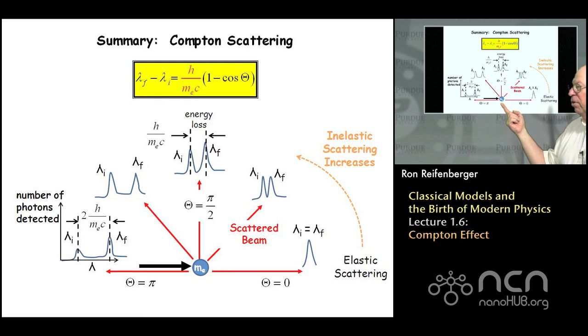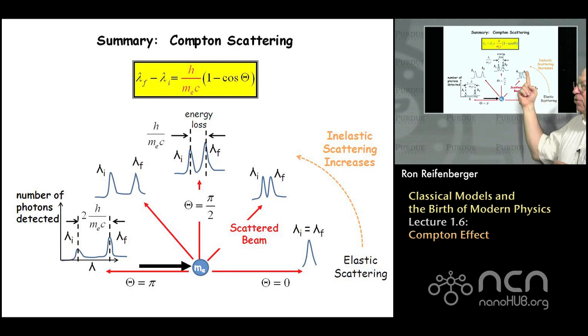What I show here is an electron at rest, incident photons striking that electron, and then different scattering angles, right? If the X-rays interact with the electron and continue on in a direction that's unperturbed from their initial direction, indicated by this black arrow, then the angle theta is equal to 0, and you can see from this equation that the scattered wavelength lambda sub f is going to equal the incident wavelength lambda sub i, and so there's no energy loss, and this is referred to as an elastic scattering event.